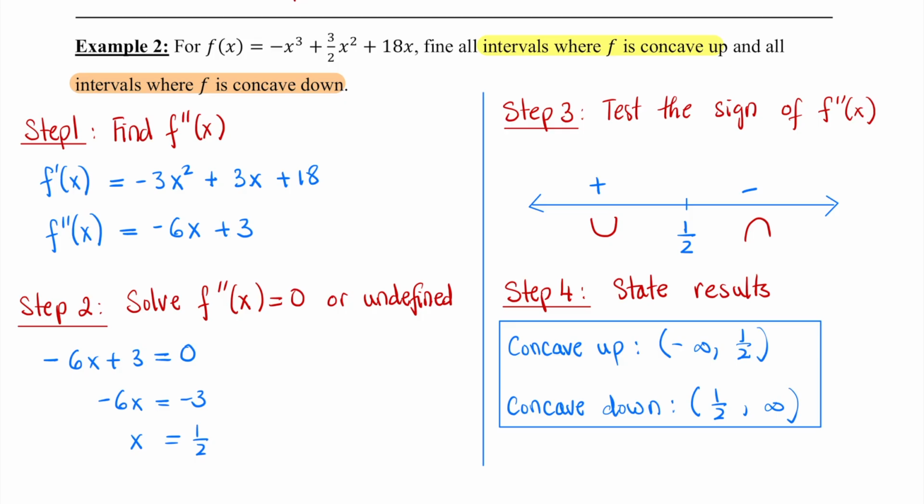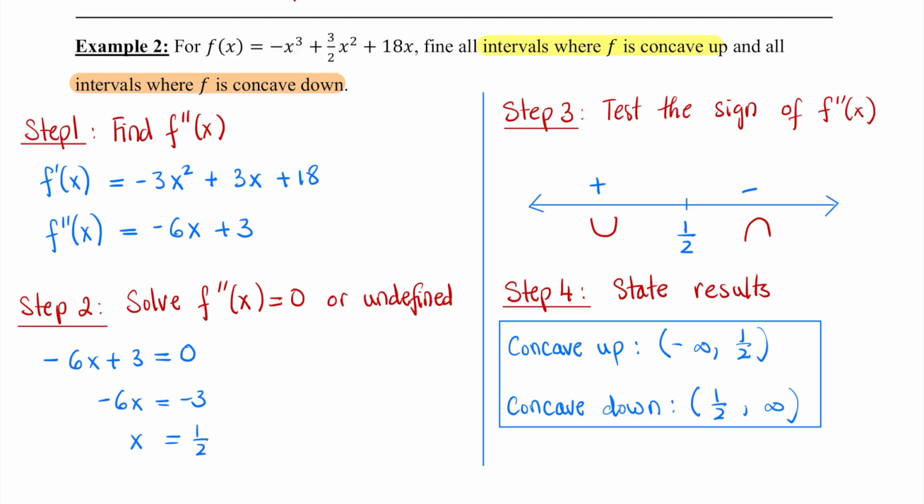But just in case they're asking for inflection points, here's how we find it. Look at the sign chart. The function is concave up in this interval and concave down in this interval. Since the concavity changes at 1/2, this means we have an inflection point at x equals 1/2.